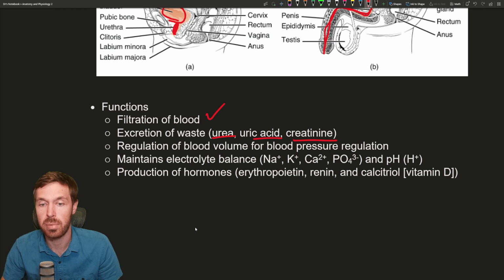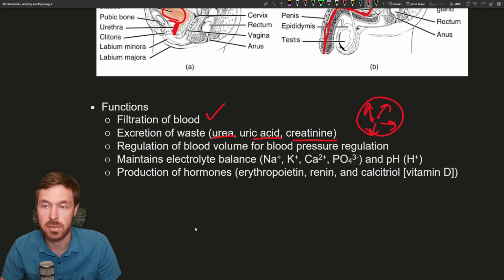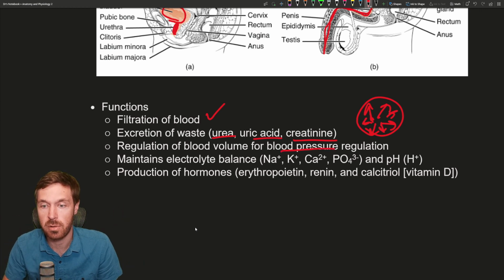And then regulation of blood volume. Now, when you increase the volume of something, you increase the pressure. Think about a contained structure like your blood vessels. You increase more fluid in there, you increase blood pressure and the amount of pressure pushing out. So here, blood pressure regulation is a big regulatory response of the kidneys.